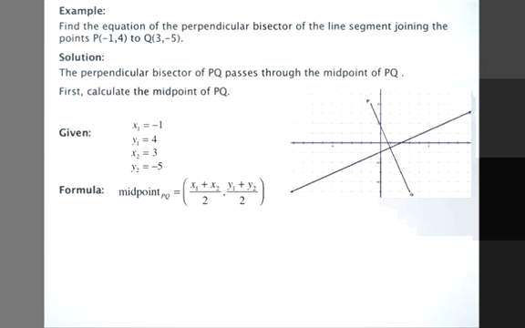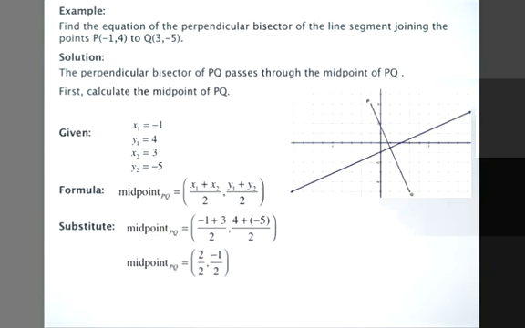So formula for midpoint, we average the x's and average the y's. So when we sub in, we get (-1 + 3) over 2, and (4 + -5) over 2. -1 plus 3 is 2, 4 plus -5 is -1. So our midpoint after we divide is 1 and -1/2.